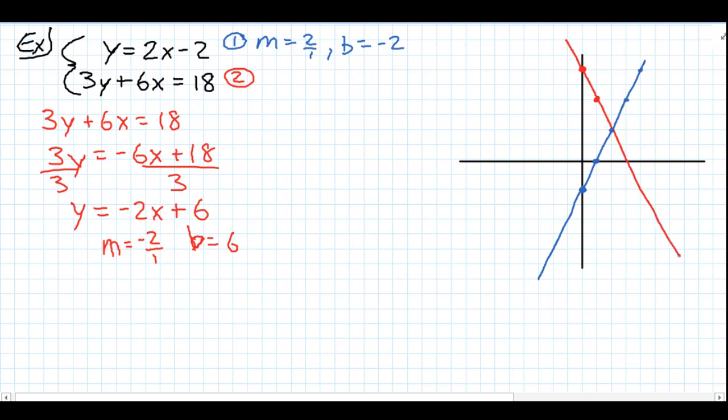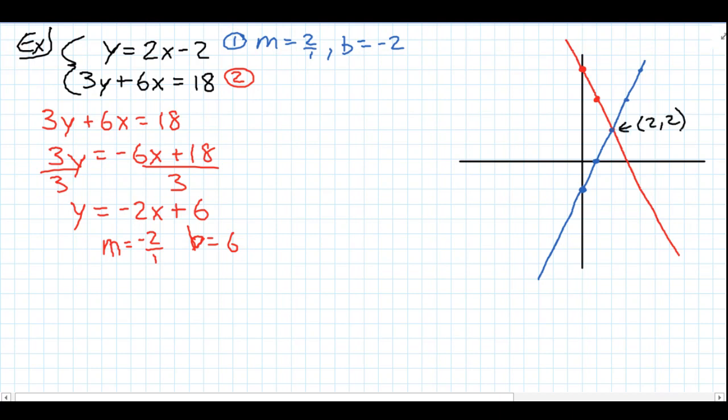But take a look here. The 2 lines cross each other at exactly 1 point. And if you remember earlier, I was telling you that each of these lines represents solutions for their respective equations. So the red line is solutions for equation 2. The blue line is solutions for equation number 1. What's nice is you see the 2 lines cross at a given point right here. This point is 2, 2.